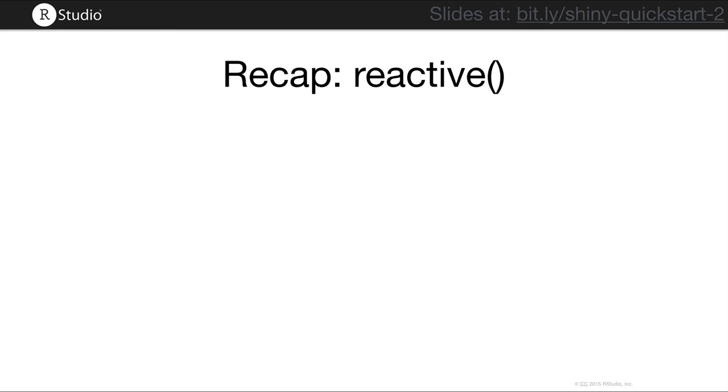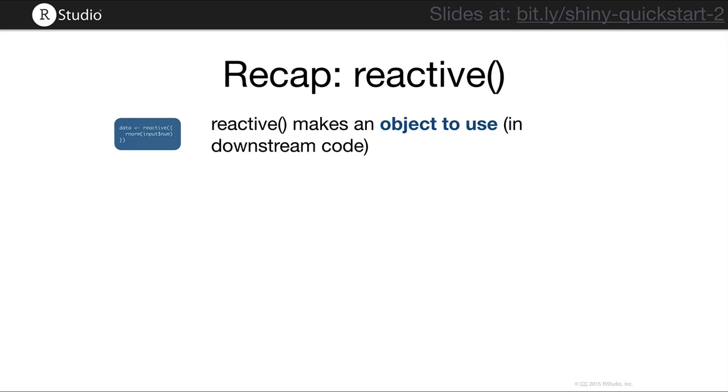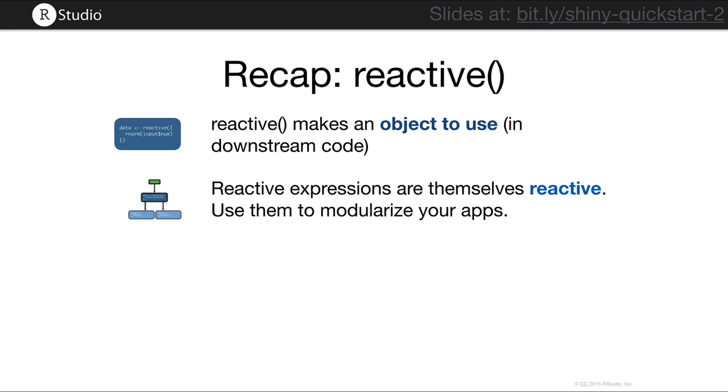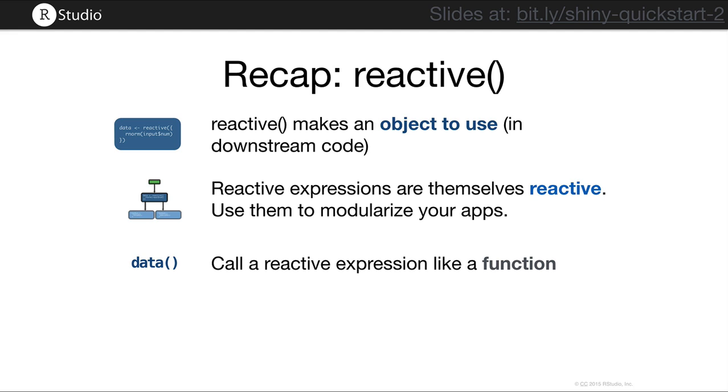All right, so let's recap reactive expressions. They make an object to use. These objects don't appear in your app. Your user doesn't see them, but you could use them in code that does make objects to display. You could use reactive expressions to modularize your apps because they're also reactive, so they fit in as a link in the reactive chain. You call a reactive expression like a function with parentheses behind it.